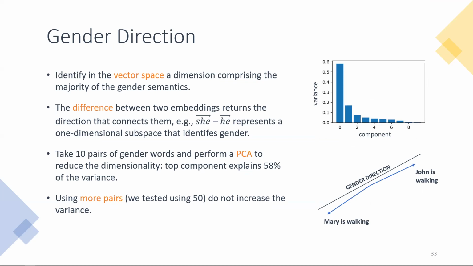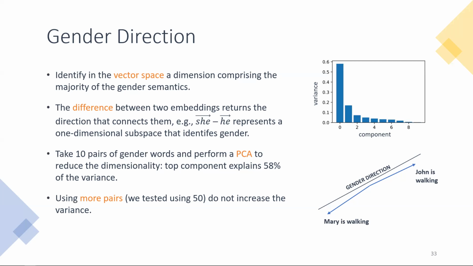How do we achieve this? How do we obtain this gender direction? So we exploit the PCA procedure by taking a certain number of gender words and pairing each with its opposite pair. So for instance, if we take "she", which is a female word, we then pair it with "he". We take the vector representations of the two. We then make a subtraction.